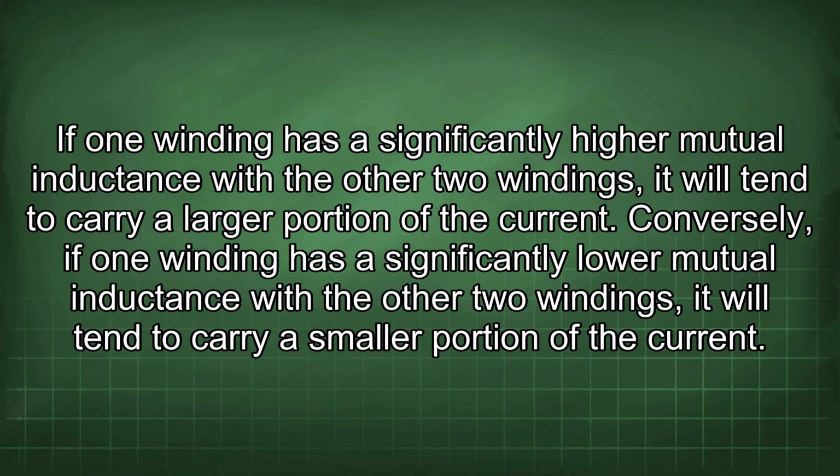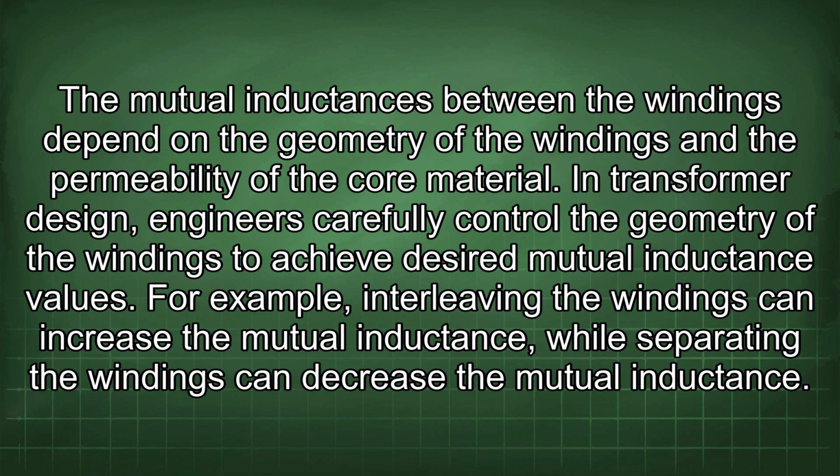If one winding has a significantly higher mutual inductance with the other two windings, it will tend to carry a larger portion of the current. Conversely, if one winding has a significantly lower mutual inductance with the other two windings, it will tend to carry a smaller portion of the current. The mutual inductances between the windings depend on the geometry of the windings and the permeability of the core material. In transformer design, engineers carefully control the geometry of the windings to achieve desired mutual inductance values. For example, interleaving the windings can increase the mutual inductance, while separating the windings can decrease the mutual inductance.